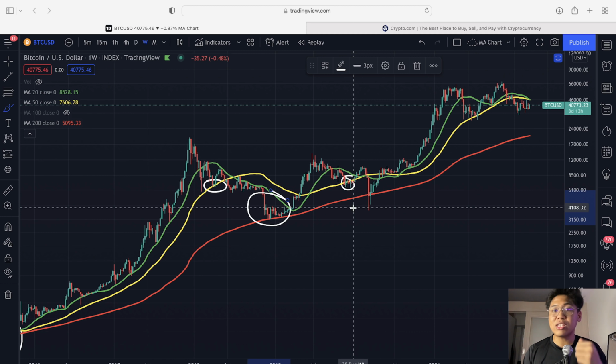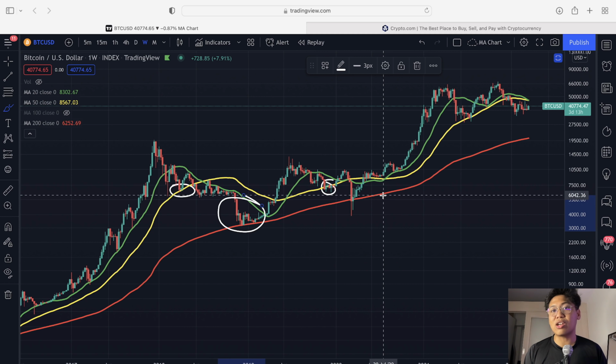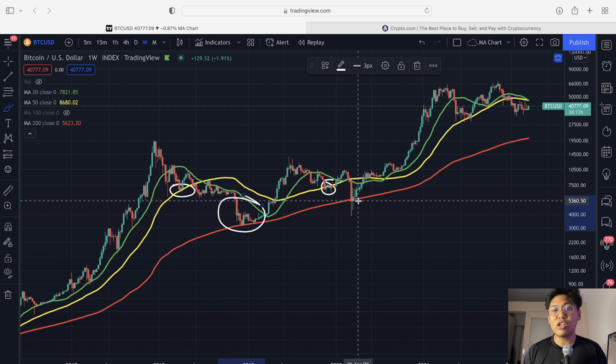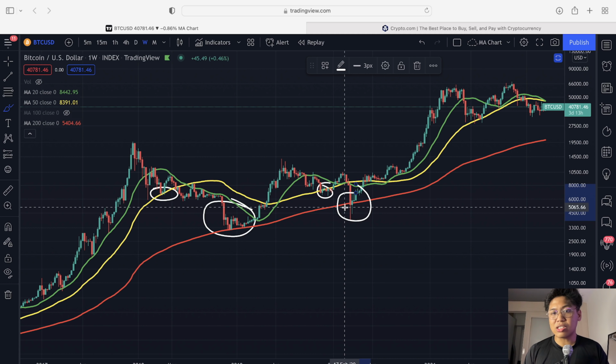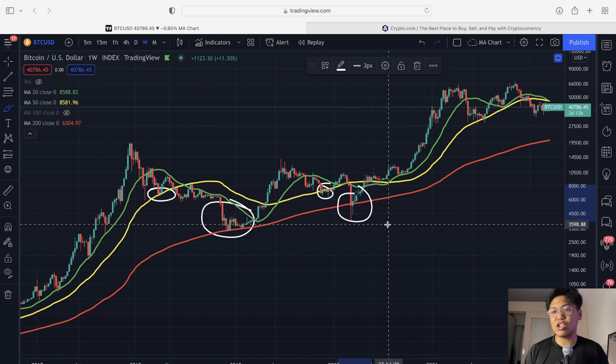And doon sa ating COVID crash noong 2020, kung kailan nagkaroon ng lockdown sa buong mundo tapos bumagsak yung buong crypto market, diba? The 200-week moving average has determined yung ating lowest point ng ating market cycle, which is around the 4,000 US dollars area or around the 5,000 US dollars area. Na-determine niya yung ating lowest point.